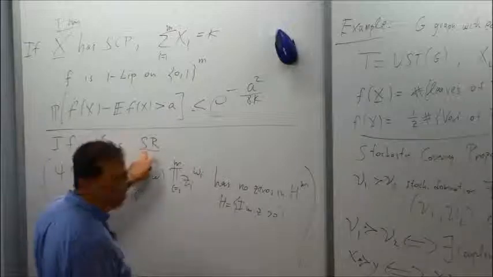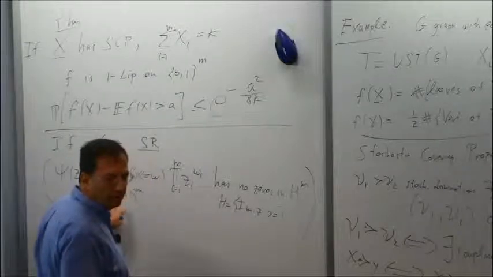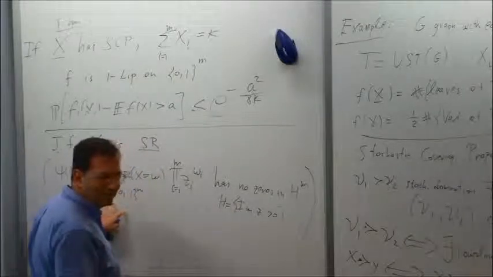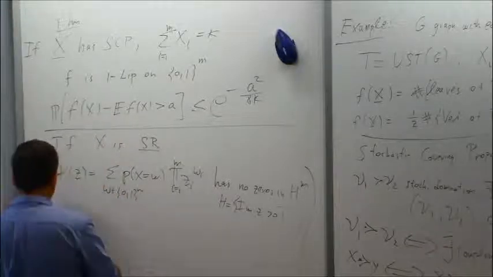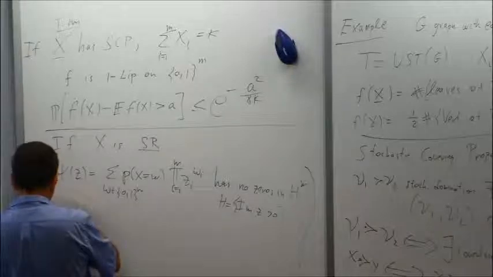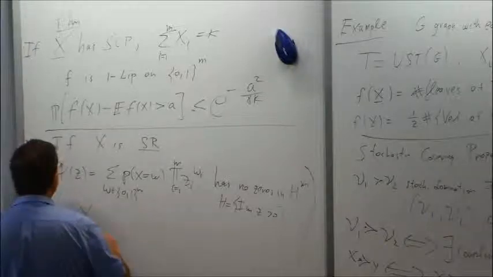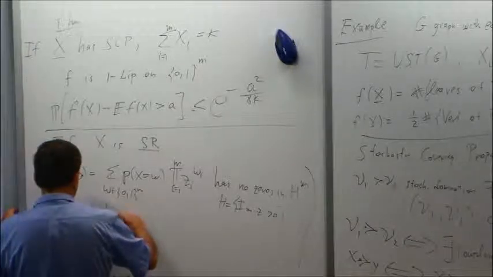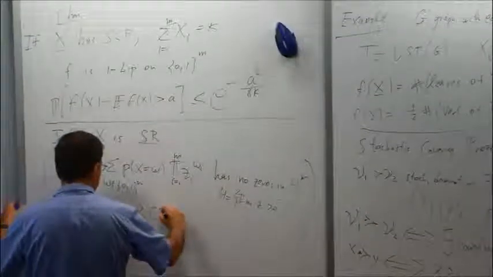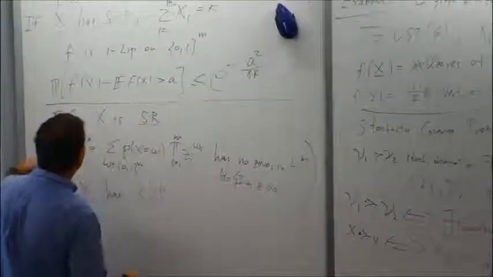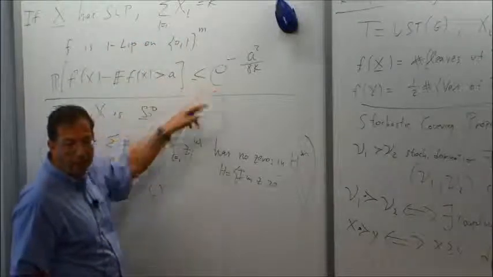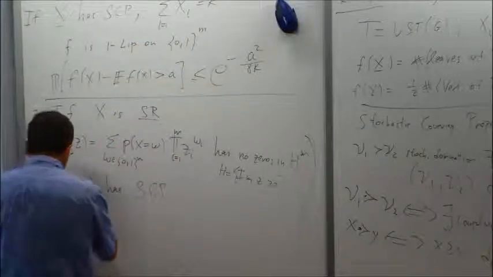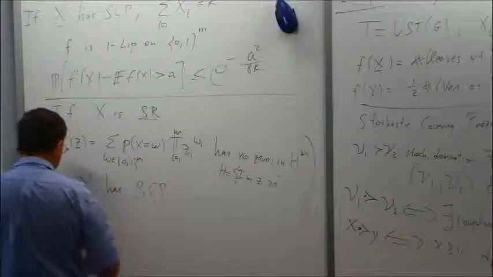Okay, so suppose X is strong Rayleigh, which is now defined via this mysterious condition, which I'll come back to. Then, first of all, X has the SCP. So if it's homogeneous, then this theorem applies. But even if it's non-homogeneous, we have a concentration inequality.